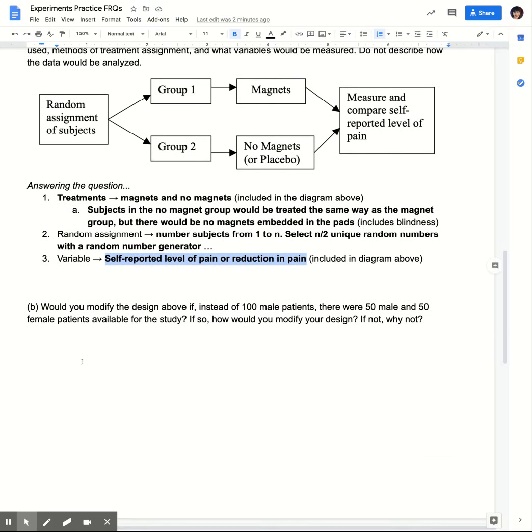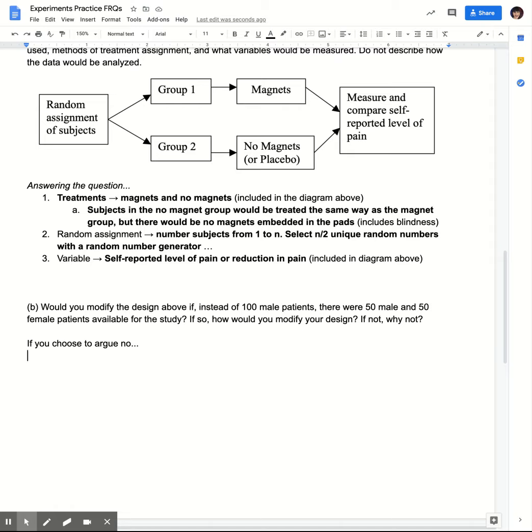All right. So let's take a look at part B, which says, would you modify the design if instead of 100 male patients, there were 50 male and 50 female patients? If so, how would you modify it? If not, why not? Okay, so believe it or not, you can get this part right by arguing both yes and no. If you choose to argue no, then you have to describe why you wouldn't change the design, right?